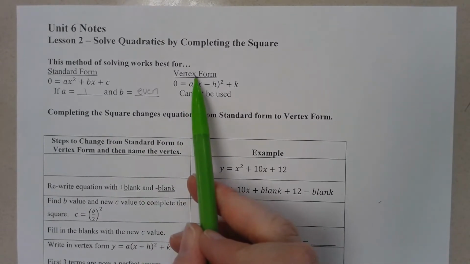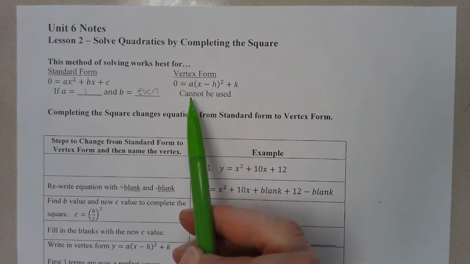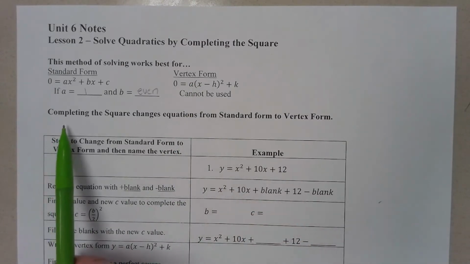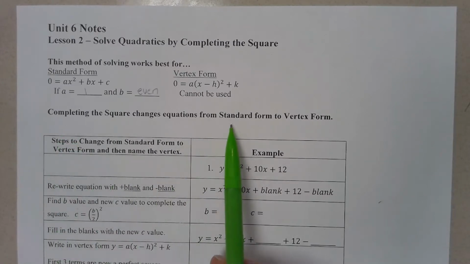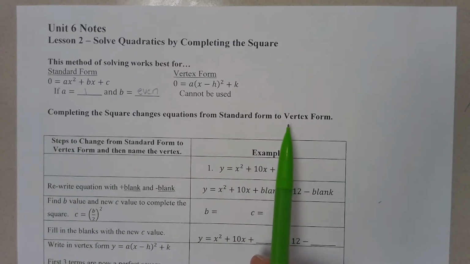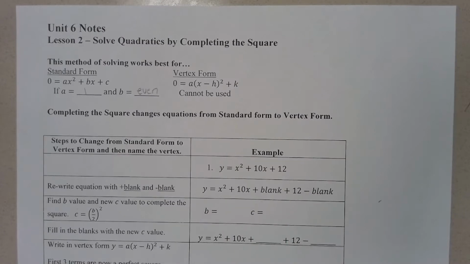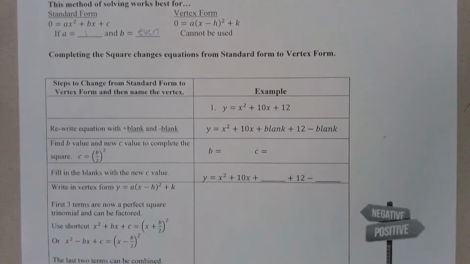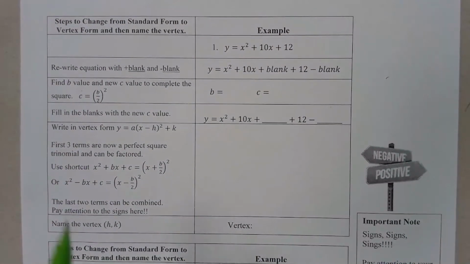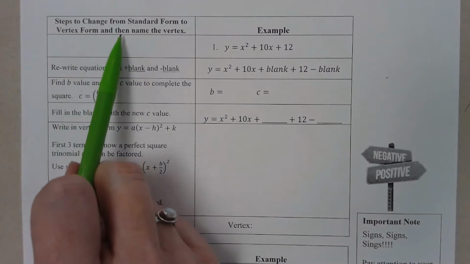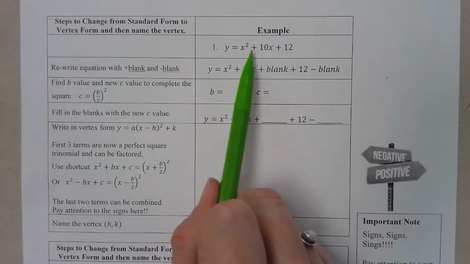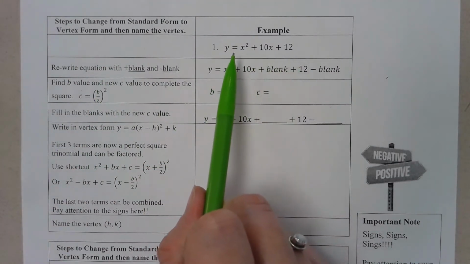If the equations are in vertex form, you cannot use this completing the square method. Completing the square changes equations from standard form to vertex form. So we're actually going to first look at that before we actually start solving. In order to change from standard form to vertex form, here our first example is in standard form.